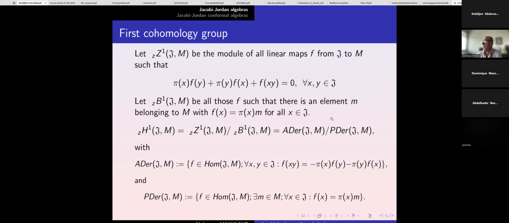In fact, this is just the set of antiderivations by these P derivations. And what are the antiderivations? The antiderivations are the set I mentioned before. But here, of course, these are maps from G to M, and they should satisfy this condition. This is the set of antiderivations from G to M, and P derivations. This is the set of linear maps F from G to M, such that there exists an element M in capital M, such that for any x in G, we have F of x equals Pxm.